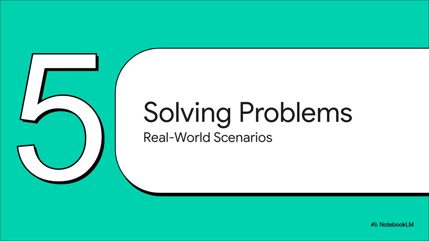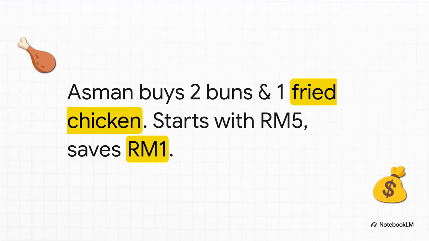Section 5. Solving real-world problems. All right, let's set the stage for the boss battle. Osman goes to the canteen with 5 ringgit. He buys 2 buns and 1 piece of fried chicken. Now we are told the fried chicken costs exactly twice as much as a bun. After he buys this delicious lunch, he saves 1 ringgit.